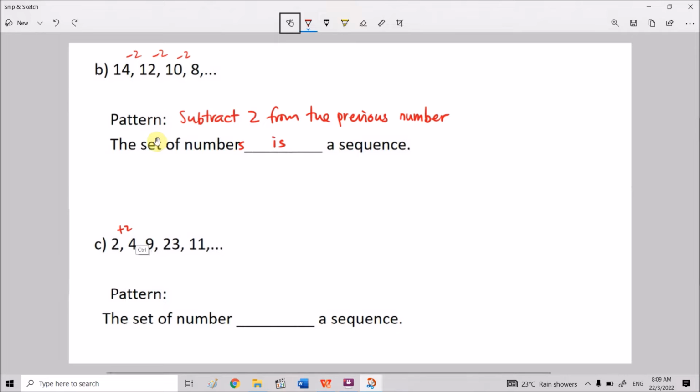From 4 to 9 is increasing by 5. So you can see that adding 2 or adding 5 is not the pattern. From 9 to 23 actually is adding 14.